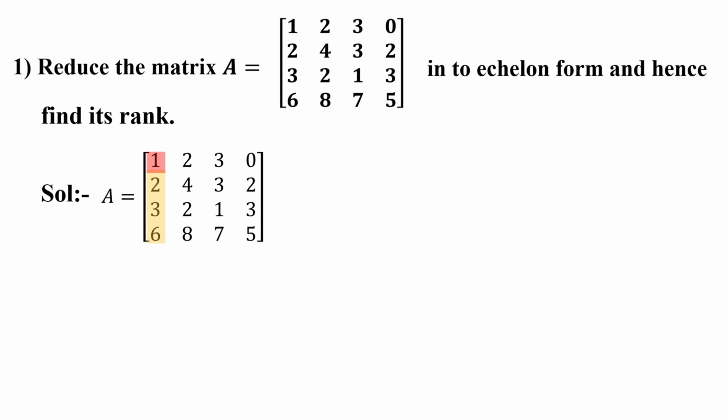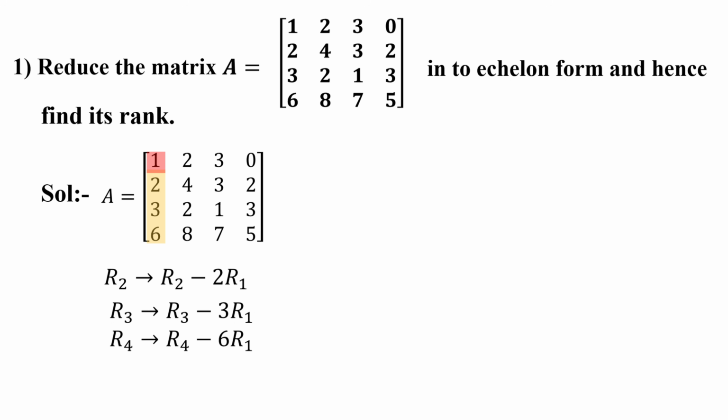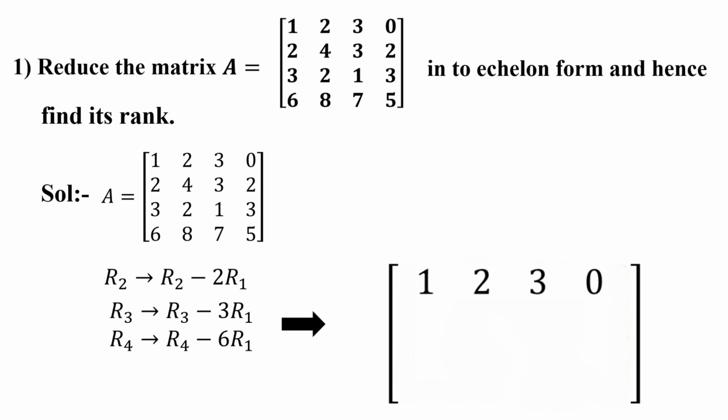So the operations will change R2 as R2 minus 2R1, R3 as R3 minus 3R1, R4 as R4 minus 6R1. So the first row will be written as it is. For the second row, we are subtracting second row minus 2 times first row. So that will be 2 minus 2, 4 minus 4, 3 minus 6, 2 minus 0.